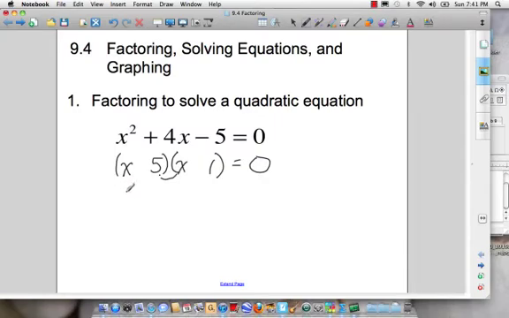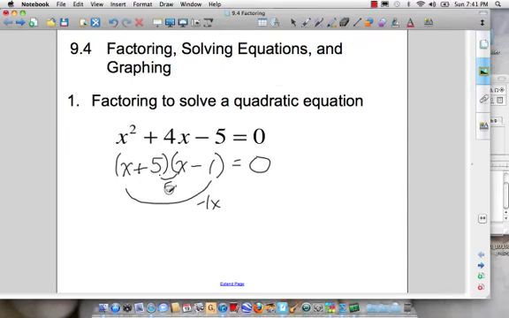and lastly, I have to check that the inner and outer products combine to give you 4x. So if you think about it, if I put a plus sign here and a minus sign here, then the inner product is positive 5x, the outer product is negative 1x, and those do indeed combine to give you 4x. So what I've done is FOIL, but in reverse.